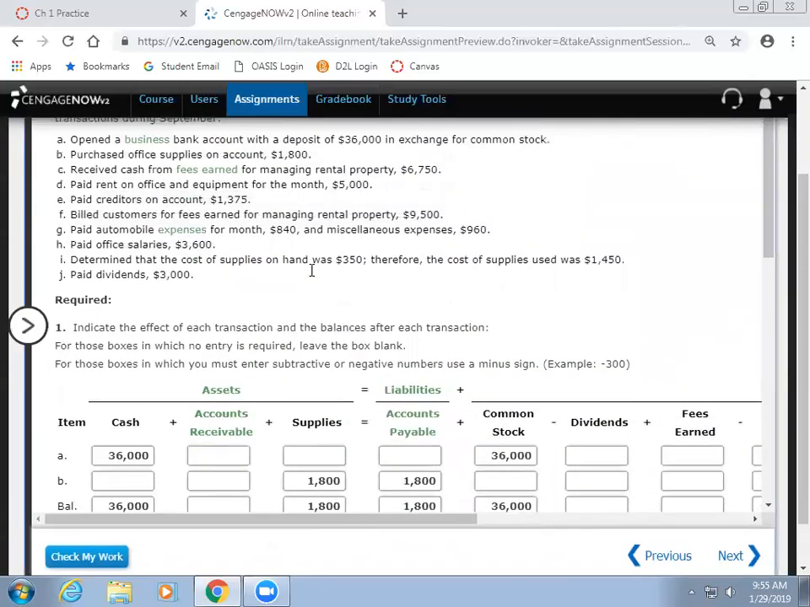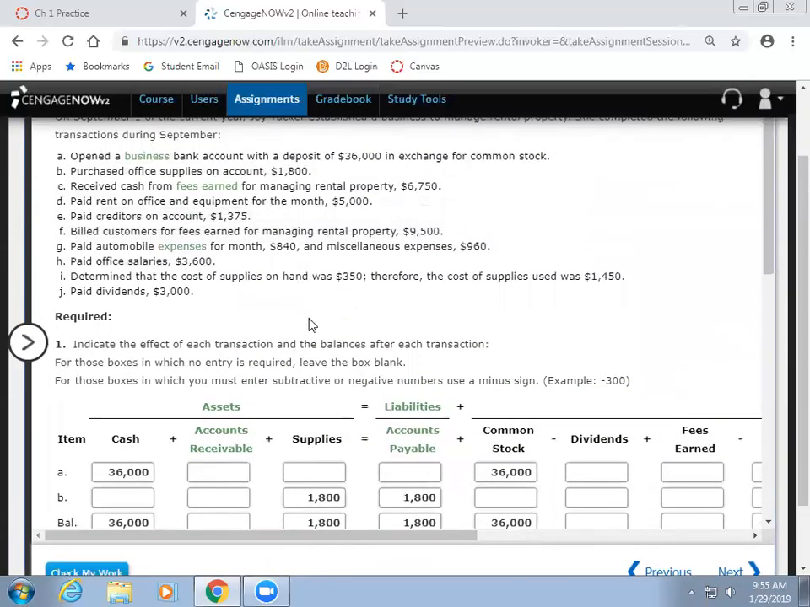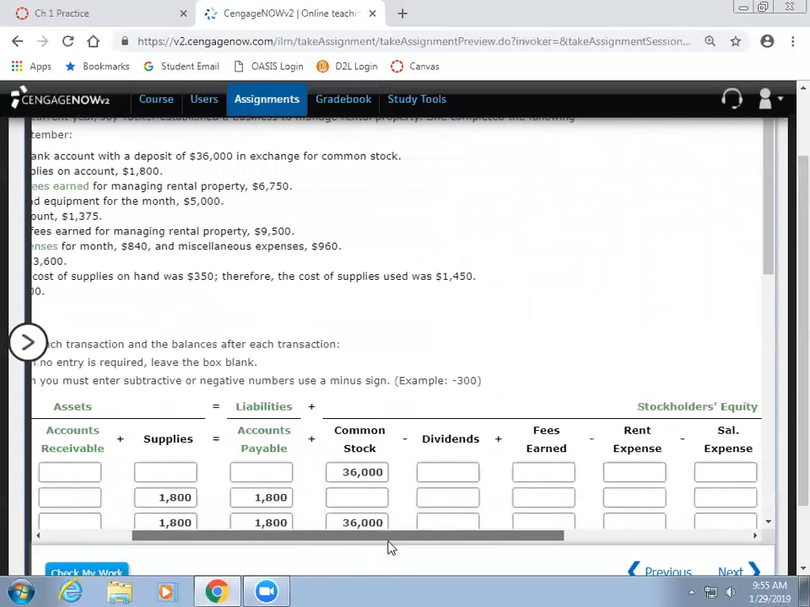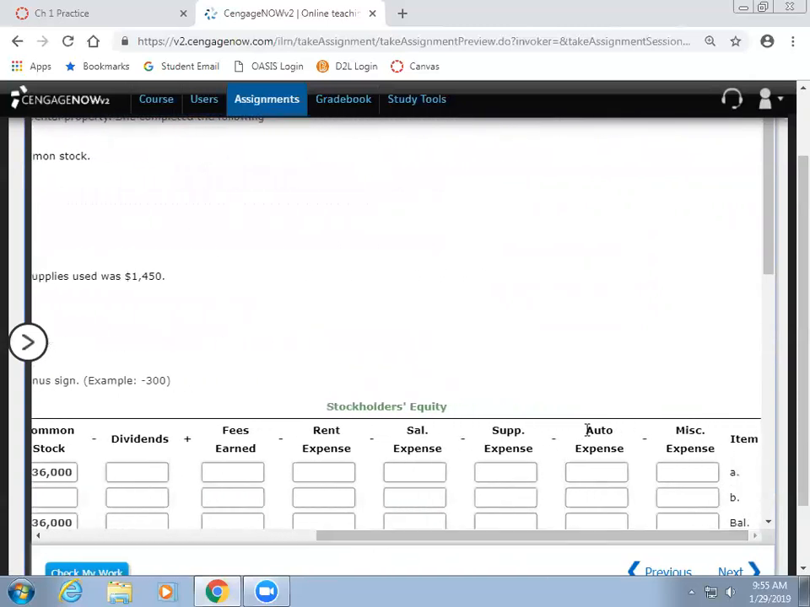Alrighty. We are on G. Paid automobile expenses for the month, $840, and miscellaneous expenses of $960. Well, they kind of give you that one, don't they? But it's a different situation here because they're telling us we paid both automobile expenses and miscellaneous expenses. Those are two different expense categories, and we want to keep them separate so we know how much we spent.